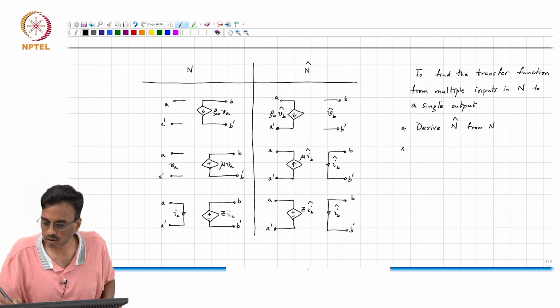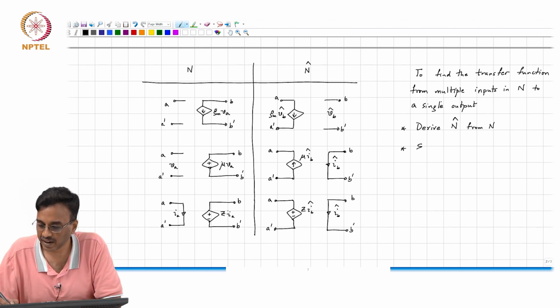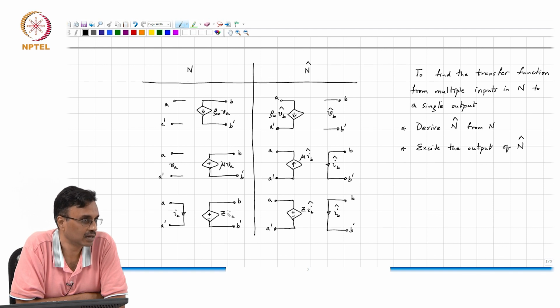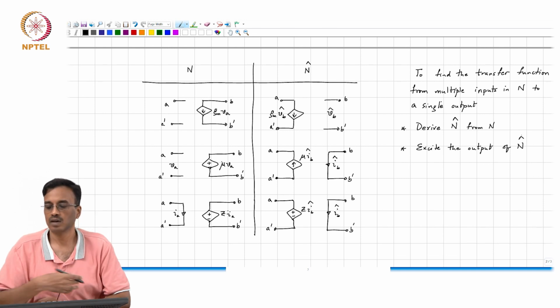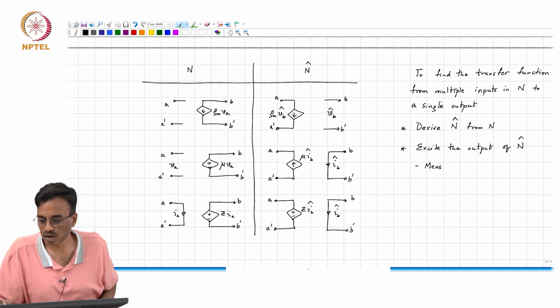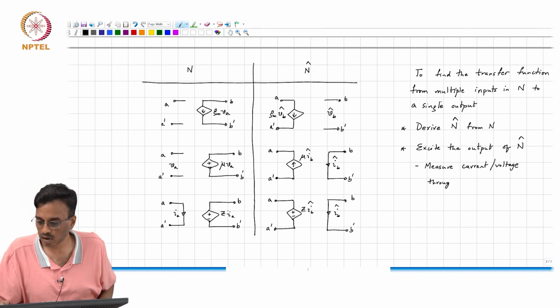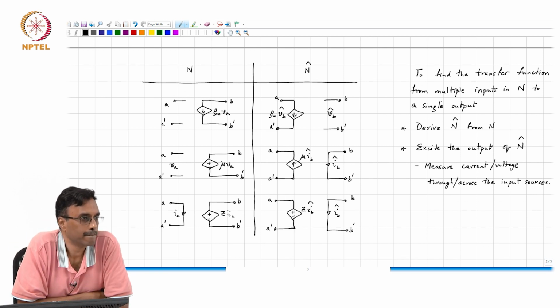Then what do you do? Excite the output of which port, of which network? Excite the output of N hat, with the appropriate current or voltage excitation that the situation warrants. And measure current or voltage, through or across the independent source. Does it make sense?